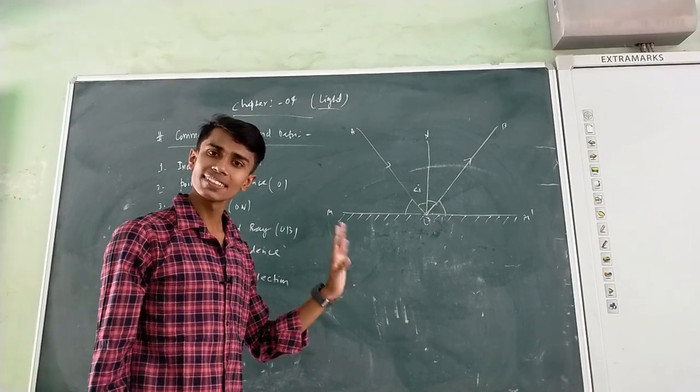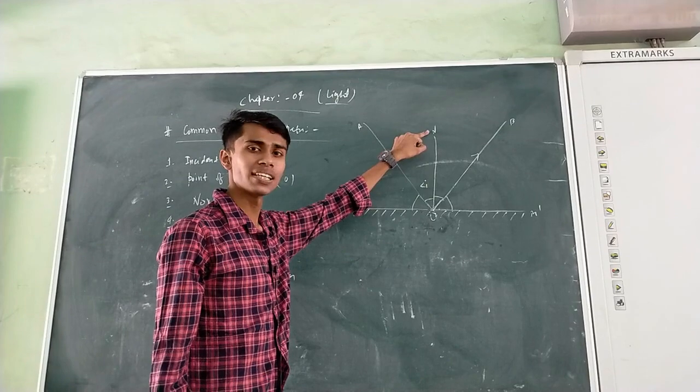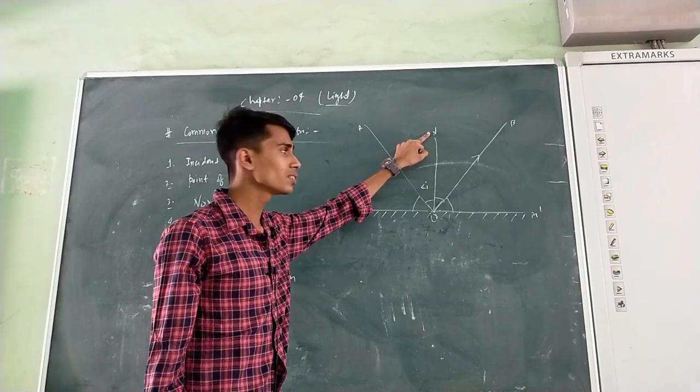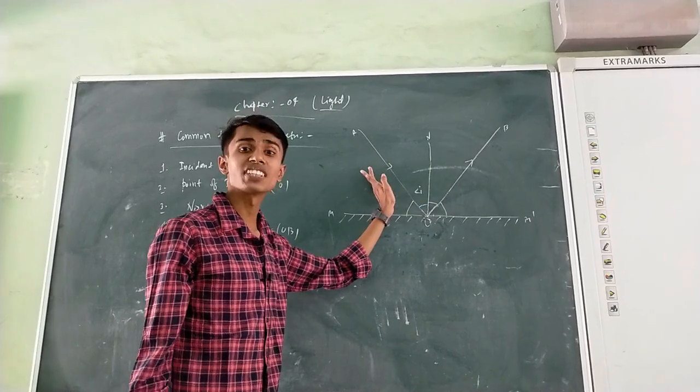The angle between incident ray and normal is called angle of incidence. Here angle AON will be the angle of incidence because angle AON is the angle between the normal and the incident ray.